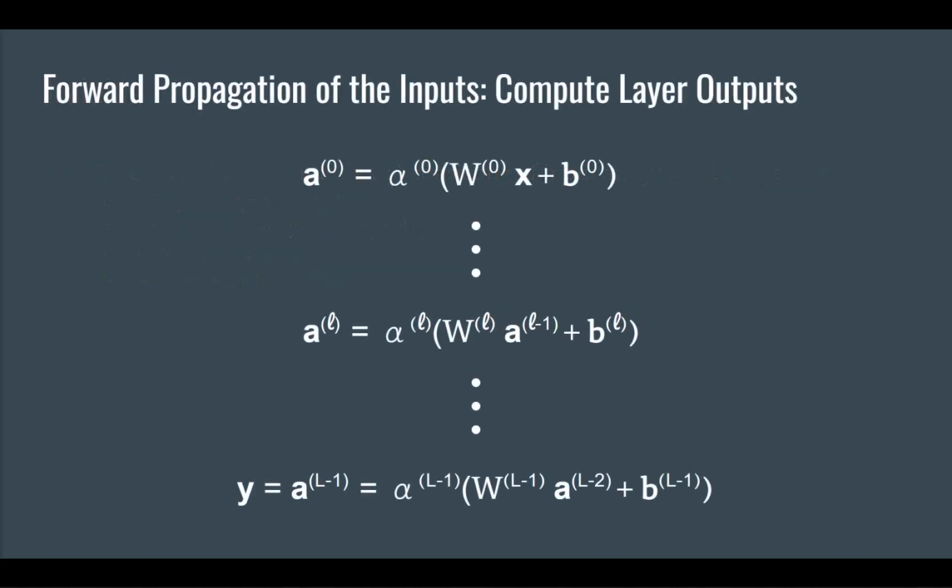This slide is a review of how the input array X to the neural network is processed through all the layers of the neural network to compute the output array Y from the neural network. The output array from each layer, denoted by A superscript L, is computed from the outputs of the previous layer or the inputs to the neural network. Starting from layer 0, the inputs to the neural network are processed and propagated to the last layer of the neural network. The last layer of the neural network computes the output array Y from the neural network.